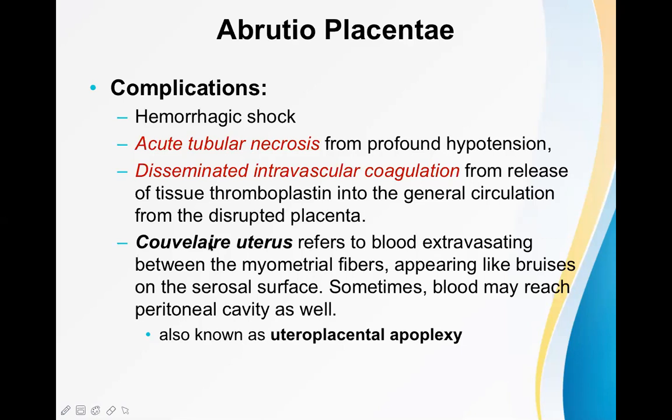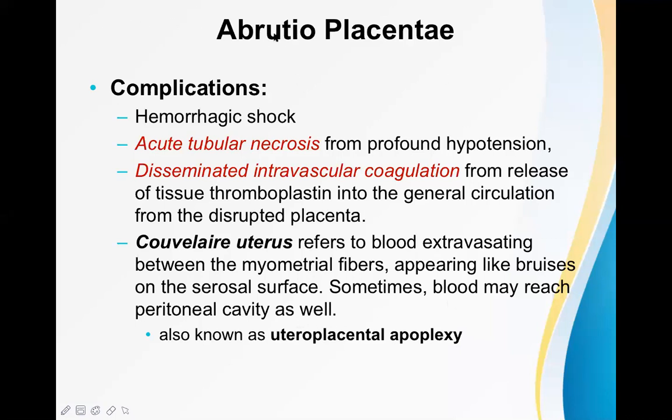Another type of complication is called Couvelaire uterus. Okay, Couvelaire uterus. What do you mean by that? It refers to blood extravasating between the myometrial fibers, okay, which appear like bruises on the serosal surface. Sometimes the blood may reach the peritoneal cavity as well.